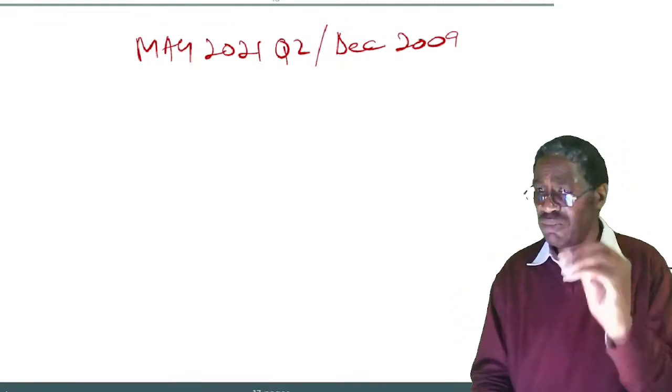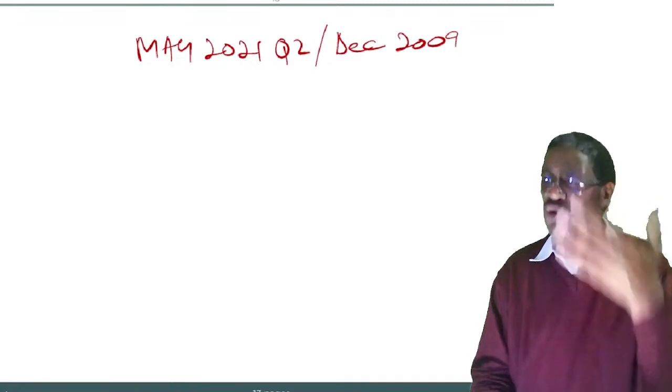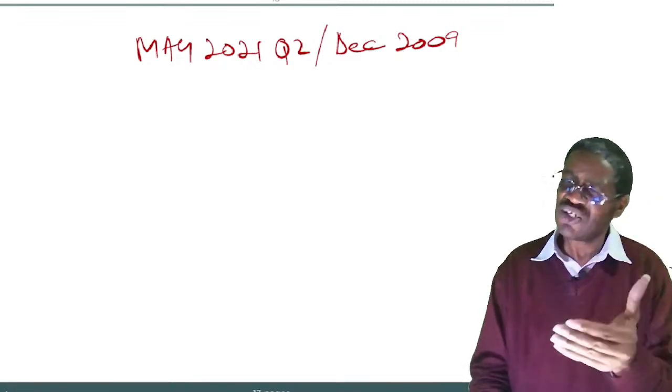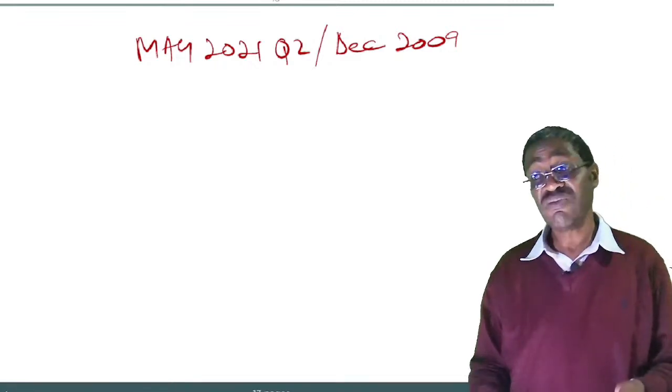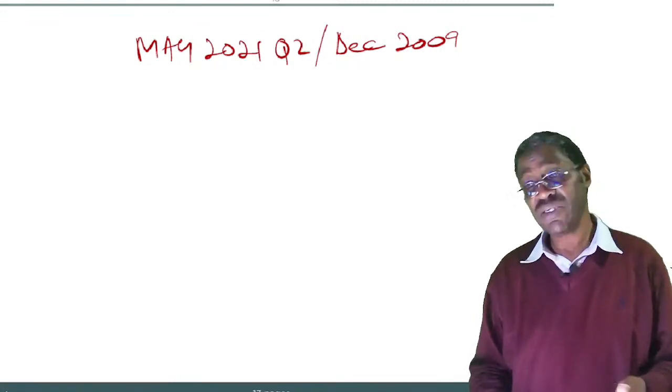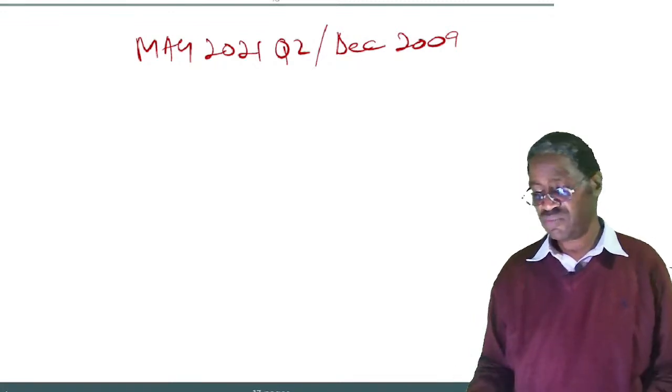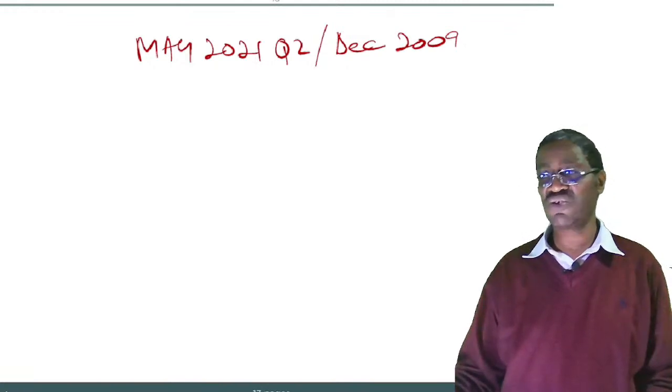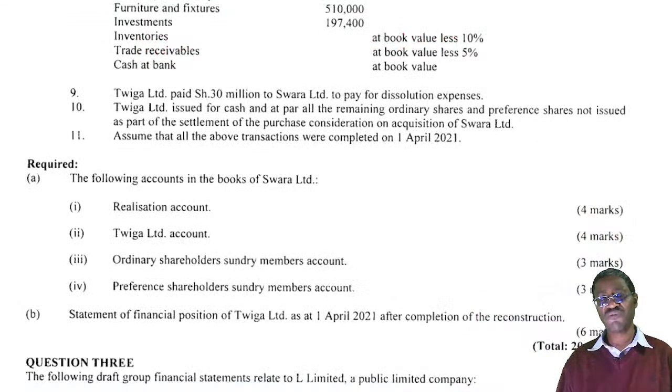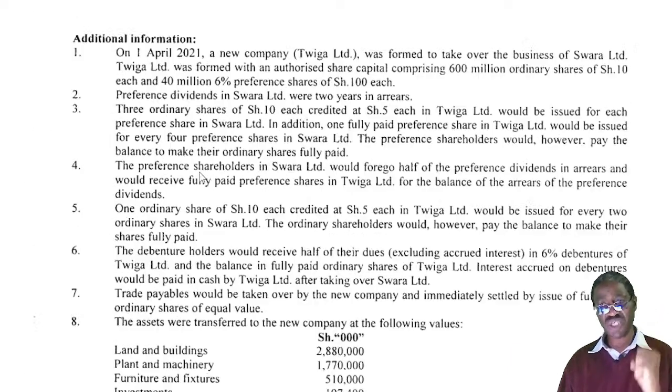Let's go back to note number one, number two, number three, looking for anything that you as Twigger gave in order to buy Swara. Let's go back that way, looking for that information. Once we get it, we put it down, then we shall add all of it.